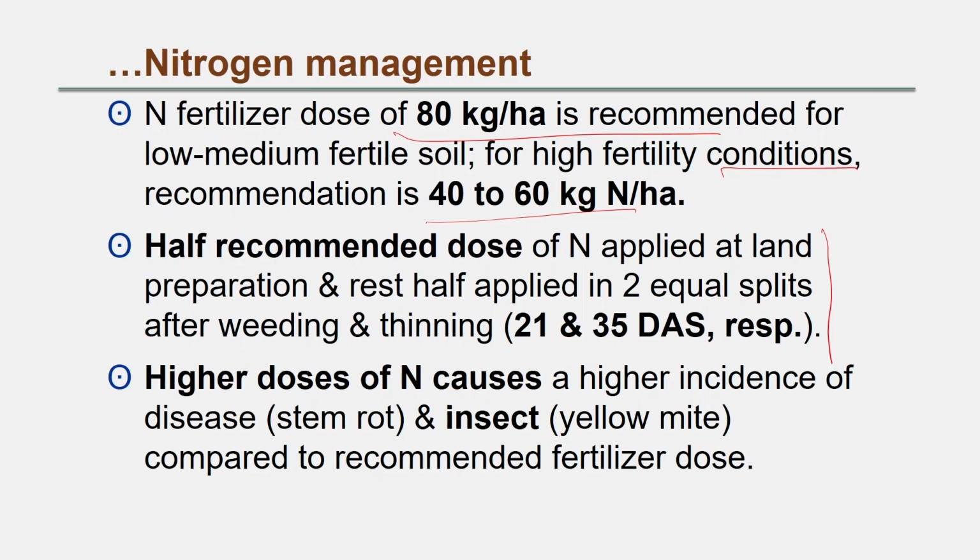Half recommended dose of nitrogen applied at land preparation and remaining half applied in 2 equal splits after weeding and thinning operation that can be applied 21 days and 35 days after sowing respectively. Higher doses of nitrogen causes a higher incidence of disease, particularly stem rot and insect invasion, particularly yellow mite, compared to recommended fertilizer dose. So, it is never advisable to go for excess application of nitrogen.